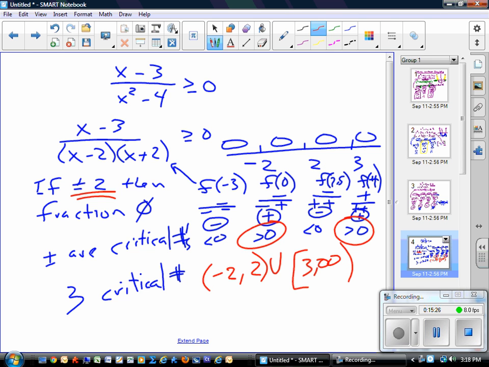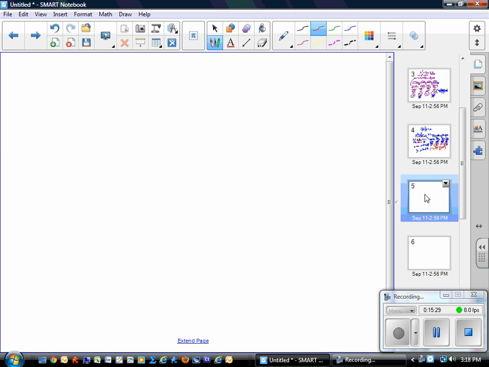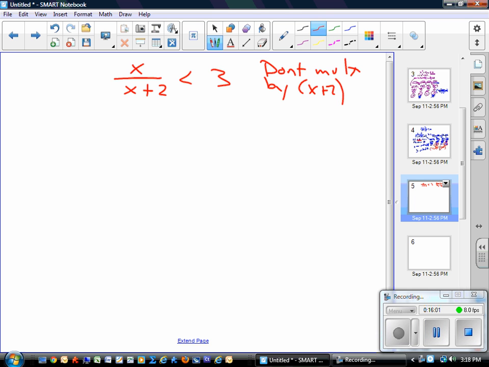Let's do one more, and then we'll call it a day. x over x plus 2 is less than 3. Now, I'm sure you're saying, well, what I'd rather do is make a quadratic out of this by multiplying both sides by x plus 2. Don't do it. The reason why we're not going to do that is because it takes what was a rational function where we know we have a critical number at -2 and completely eliminates it. And we don't want to do that. We know we've got a critical number.